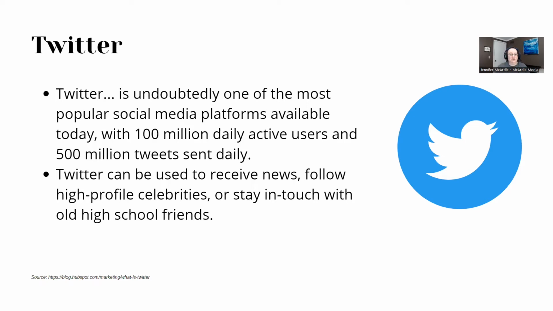Twitter can be used to receive news, follow high-profile celebrities, or stay in touch with old high school friends. Think of it as any other social media platform in that regard. Who do you follow on social media? You probably follow friends and family. For a lot of people, that's how they stay in touch with folks all over the country, old high school friends who maybe live in different parts of the country, or let's say you're a grandparent and you live in a different part of the country than your grandkids. So maybe this is a way for you to interact with your children, to be able to see pictures of your grandkids. But also people follow celebrities, they follow businesses, just like any other social media platform. So Twitter is, again, a great platform to be able to reach the masses.